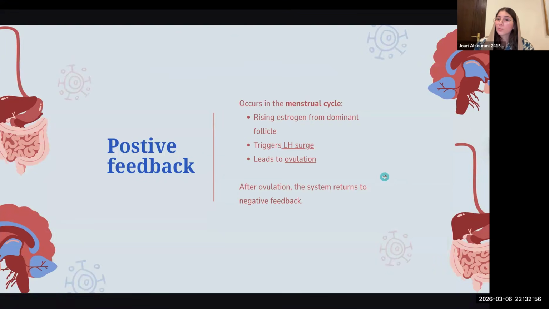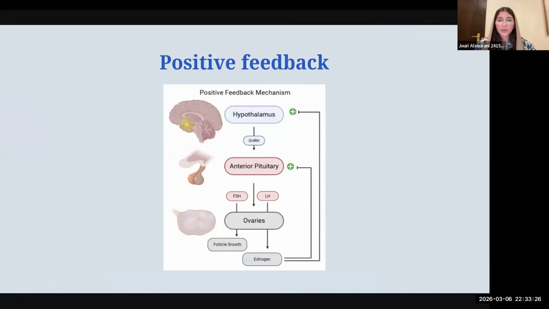Now, we also do have positive feedback, but it is much less common. The negative feedback you'll see in basically every cycle, but the positive feedback we will see only in the menstrual cycle. Basically, in the menstrual cycle, what happens is we have a rise of estrogen, which will trigger an LH surge, and this will cause ovulation. Once we have ovulation, then the system will go back to negative feedback. So we don't have positive feedback very often. And again, we will go into this in more detail once we talk about LH and FSH.